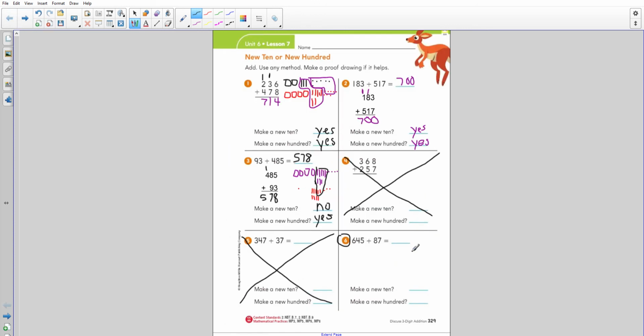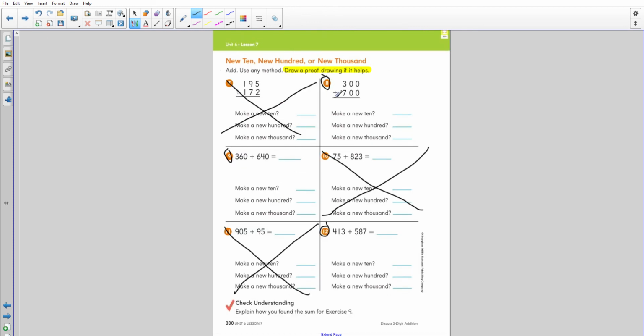After you've completed number 6, number 8, 9, and 12, please go ahead and work on your form today to show me what you've learned about adding 3-digit numbers with another 3-digit number, or 3-digit numbers with 2-digit numbers.